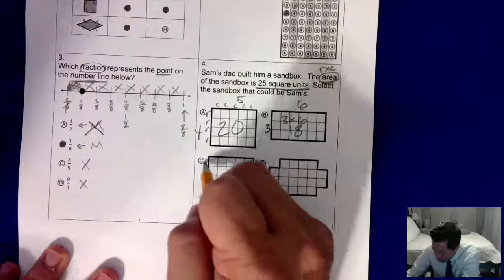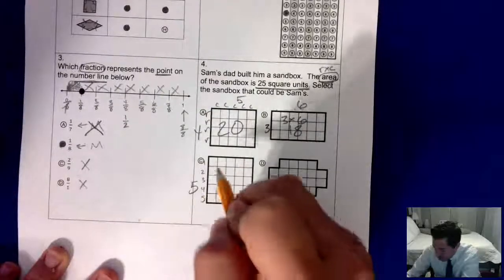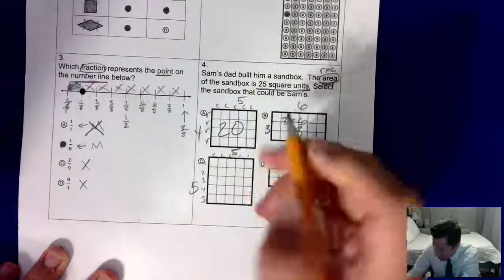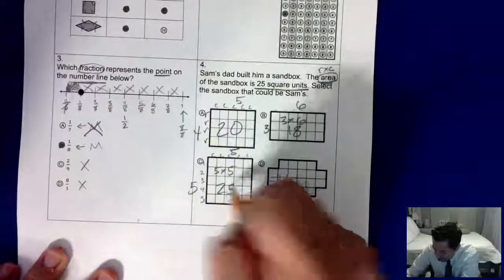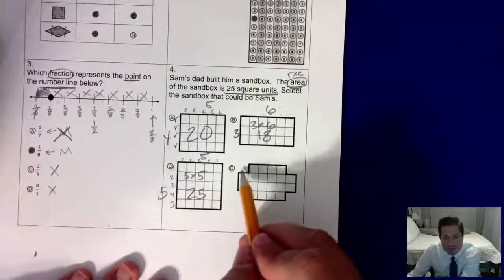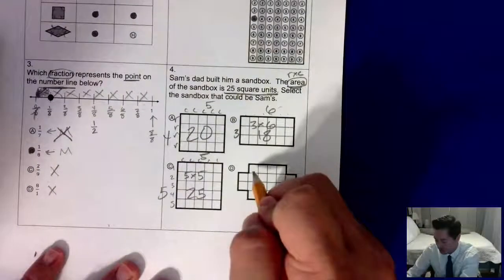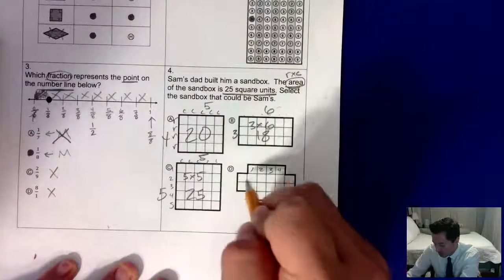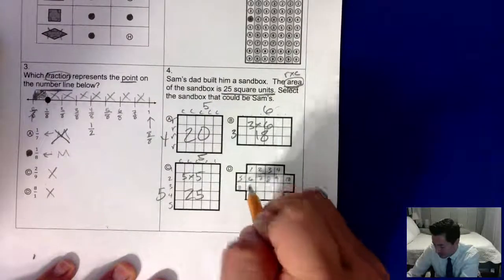This one, 1, 2, 3, 4, 5 rows. And 1, 2, 3, 4, 5. I know 5 times 5 is 25. This one I can't use my rows times columns because it's not an exact rectangle. So let's just count because it has the squares for us. 1, 2, 3, 4, 5, 6, 7, 8, 9, 10, 11, 12.